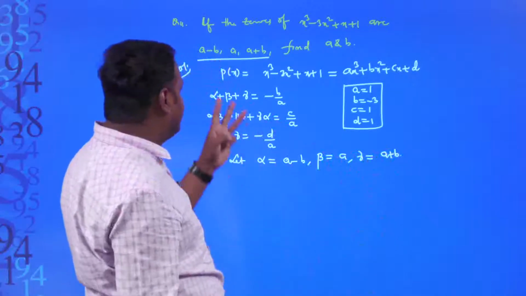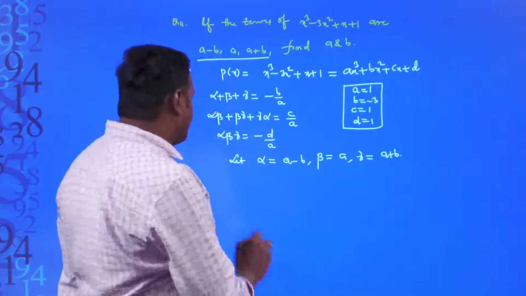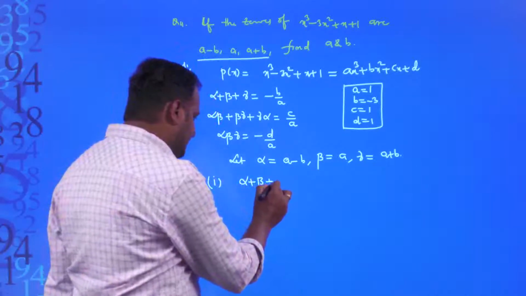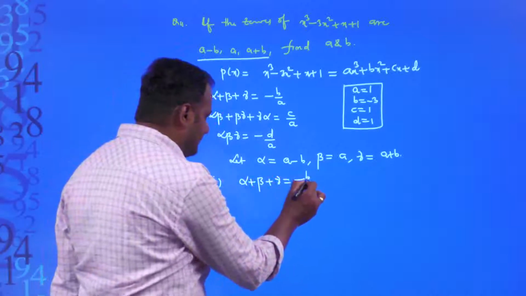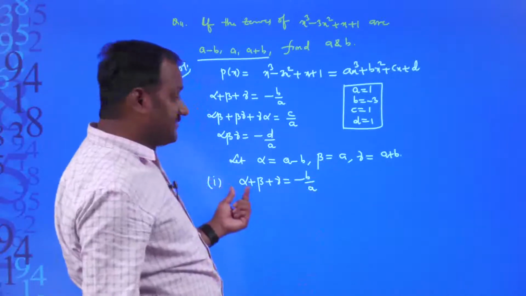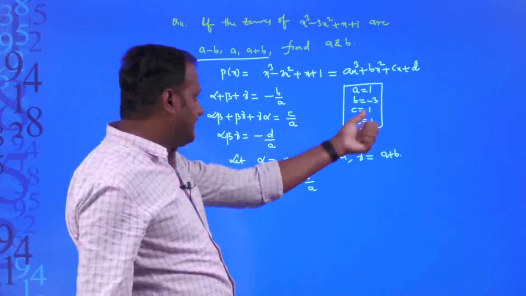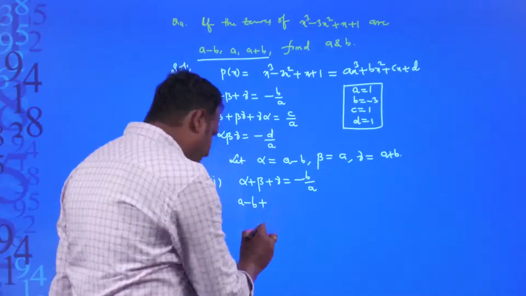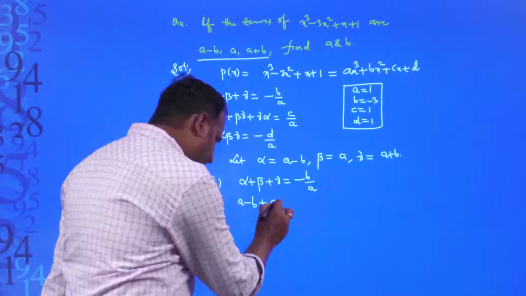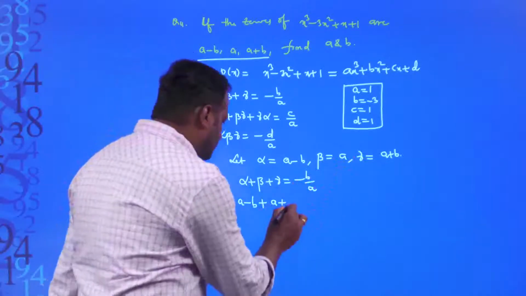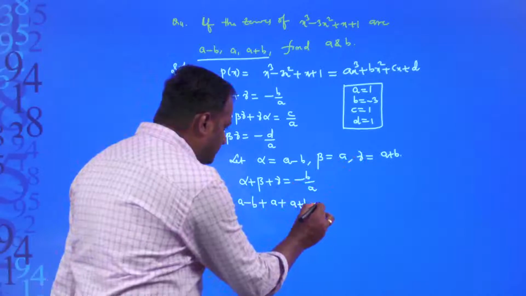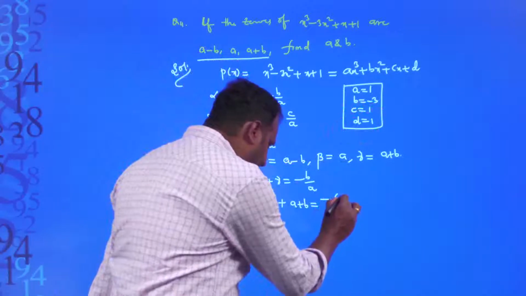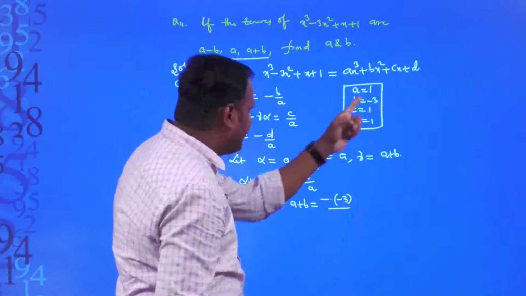Okay. I have three relations for alpha, beta, gamma. I am going to use the first relation. What is that first relation? Alpha plus beta plus gamma, which is equal to minus b divided by a. Correct? Substitute the values of alpha, beta, gamma as well as a and b also. So, alpha is equal to a minus b plus beta is equal to a plus gamma is equal to a plus b, which is equal to minus b. What is the value of b here? B is equal to minus 3 whole divided by a is equal to 1.